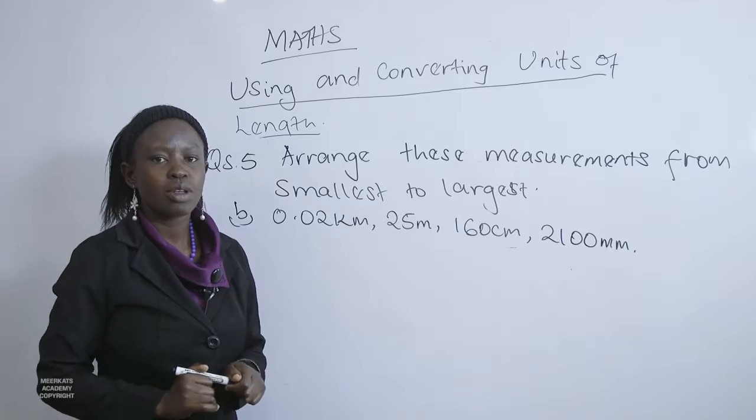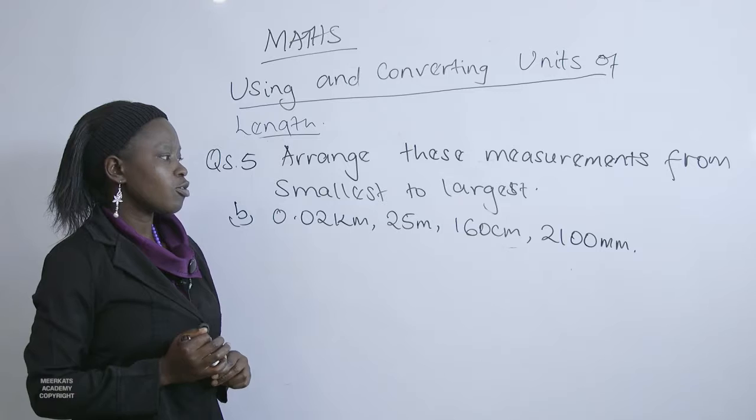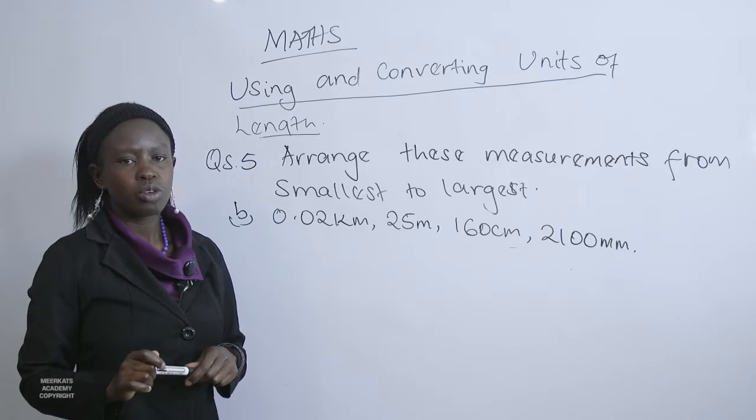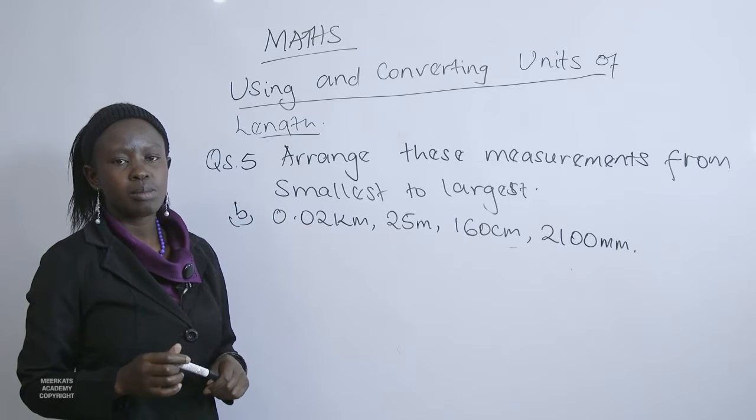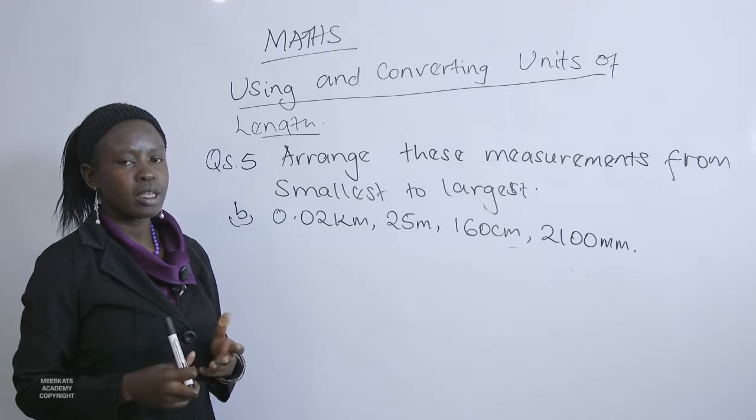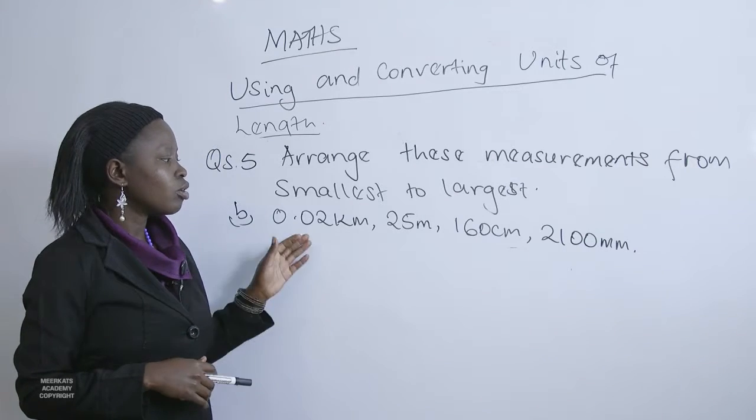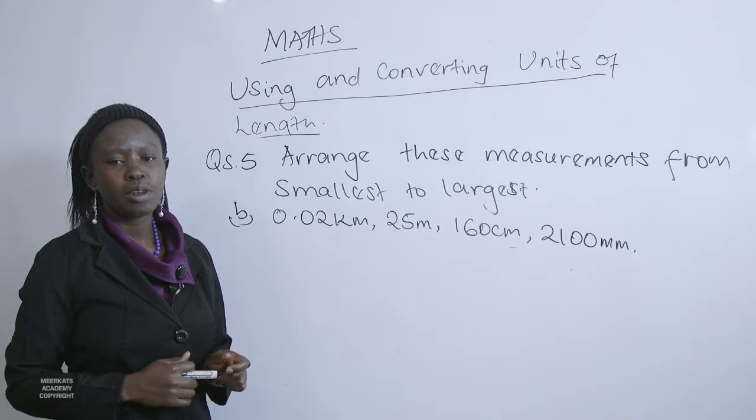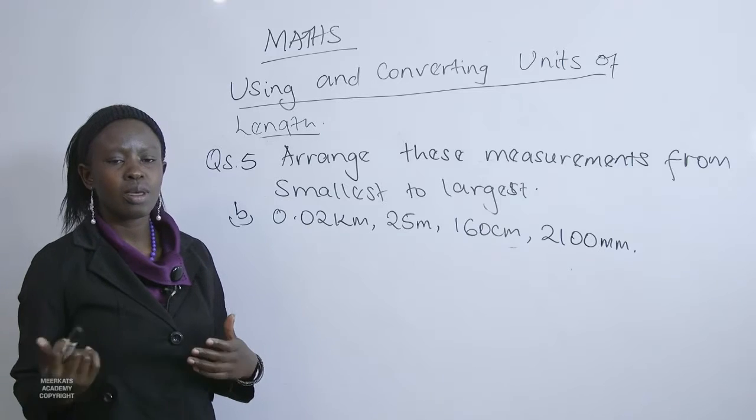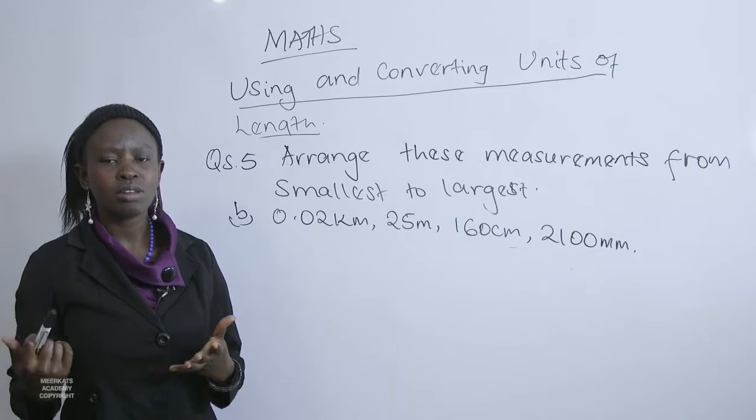So that is what we have. We have 0.02 kilometers, 25 meters, 160 centimeters, and 2,100 millimeters that we need to arrange from the smallest to the largest. That's just like the previous sum that we've worked out. We cannot compare them when they are all in different units. The first task we have is converting them to the same unit. By the way, the conversion is to the unit that you prefer.